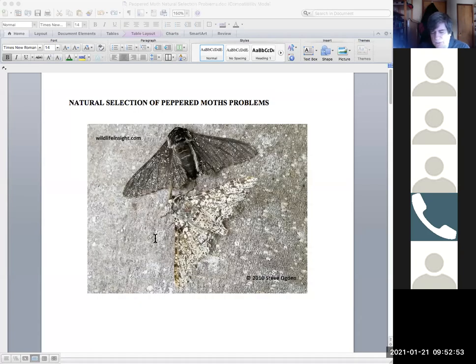Oh, that's weird. You guys see a green line down the middle of your picture? Oh, it's gone now.